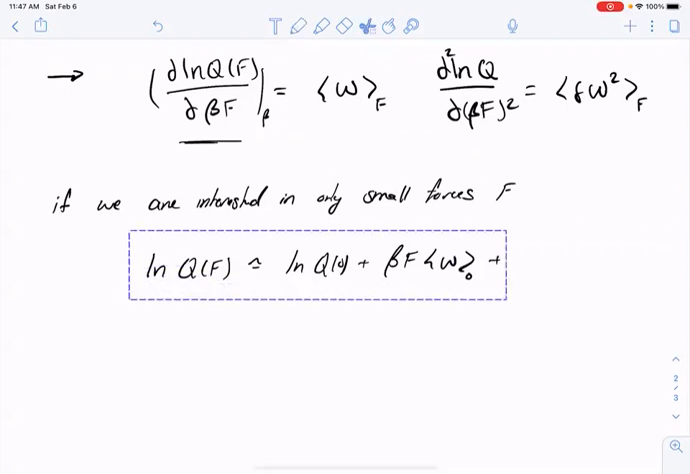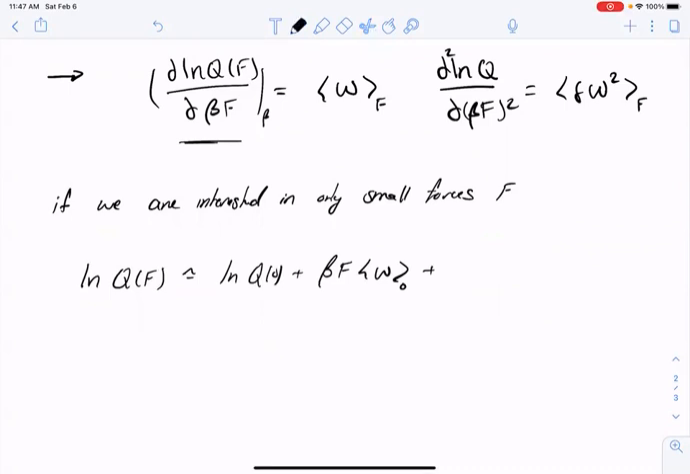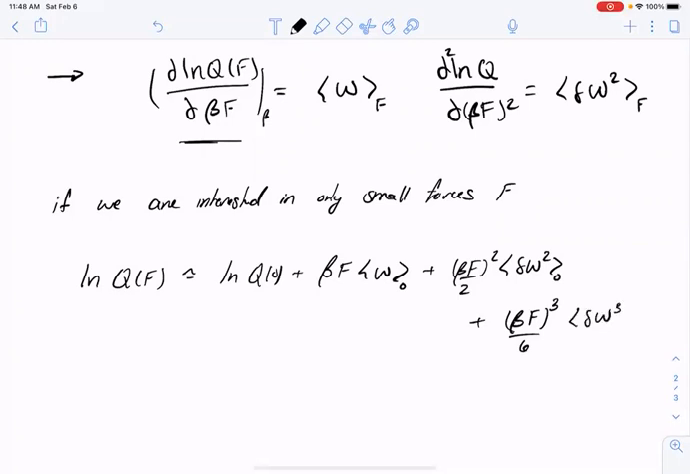Let's give myself a little more room. The second order correction would go like beta F quantity squared and have a second derivative, which is just the variance. And the third order would have beta F cubed over 3 factorial, which is just 6, and the third cumulant of the curvature. And that would be good up to F to the 4th.